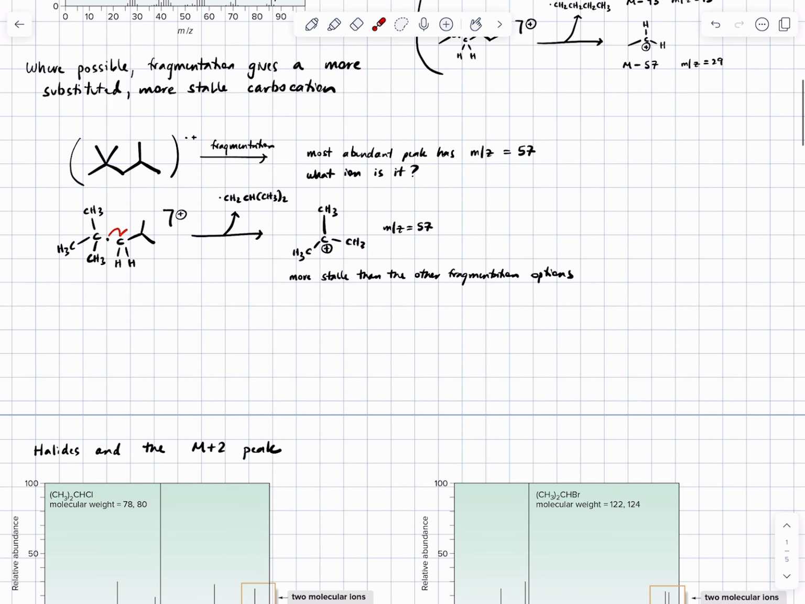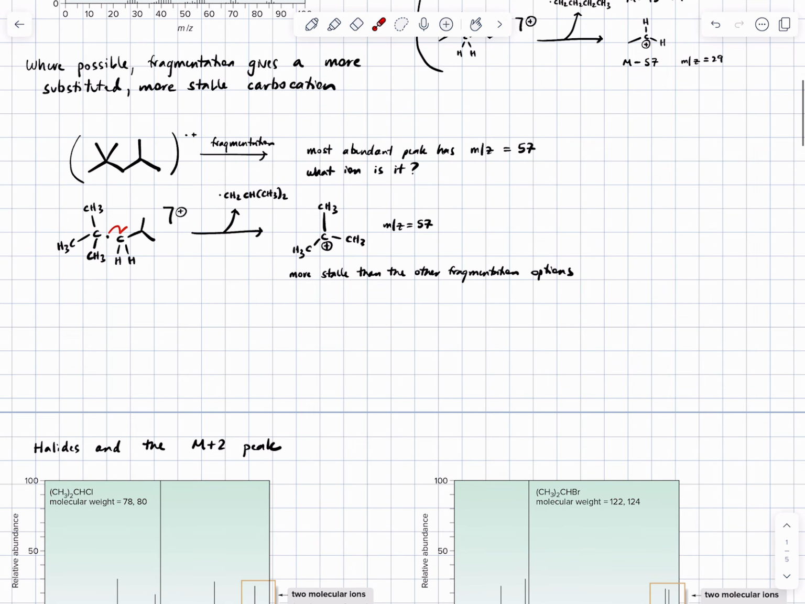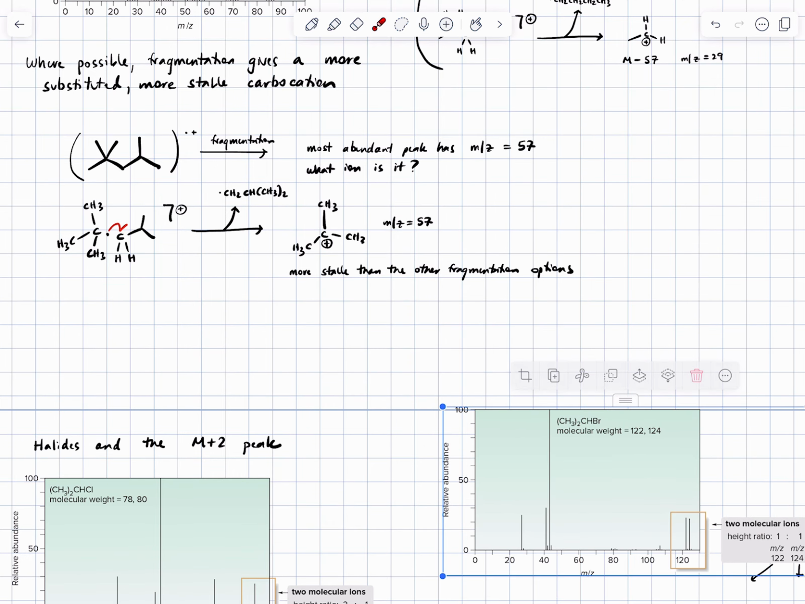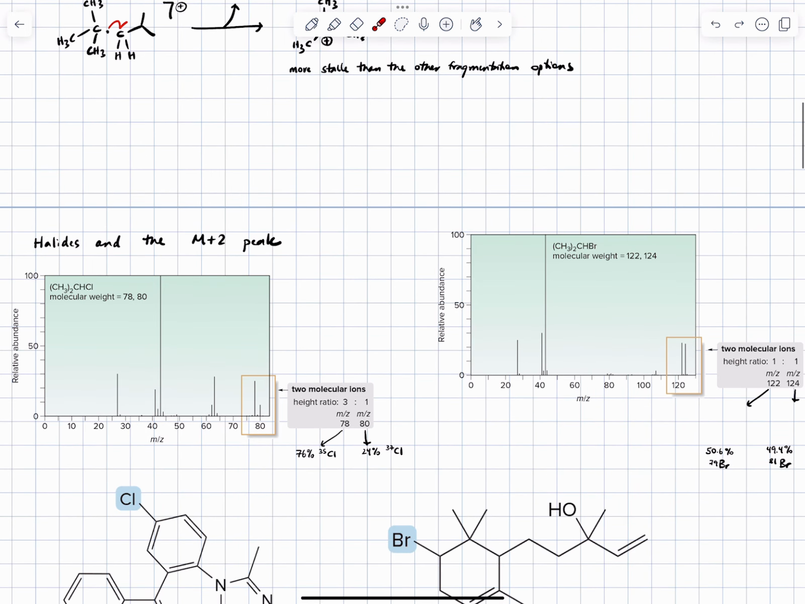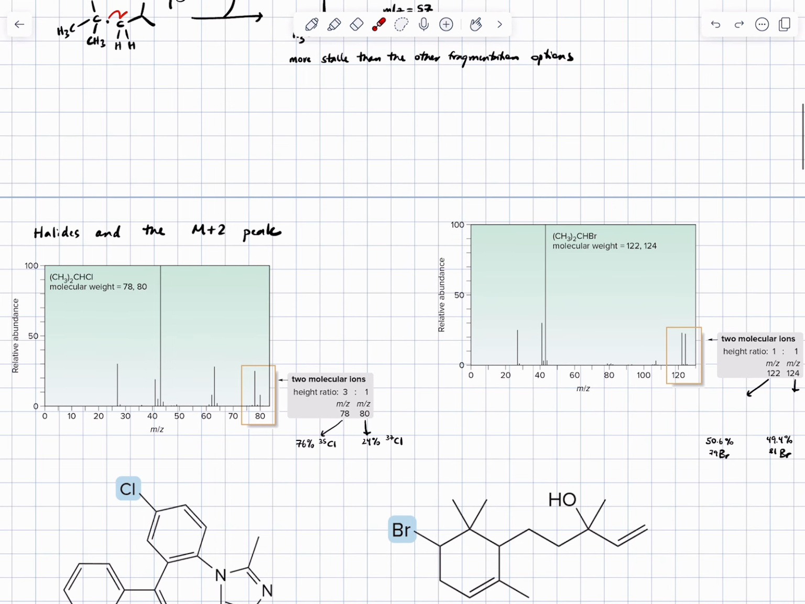So we won't talk about the fragmentation patterns much more beyond this. And I don't think I've assigned a large number of fragment-interpreting patterns in your study guide, and I certainly haven't put any fragment-interpreting questions on your problem set. Let's see, I already told you about halides and the +2 peak. Let me give you just an example of this.